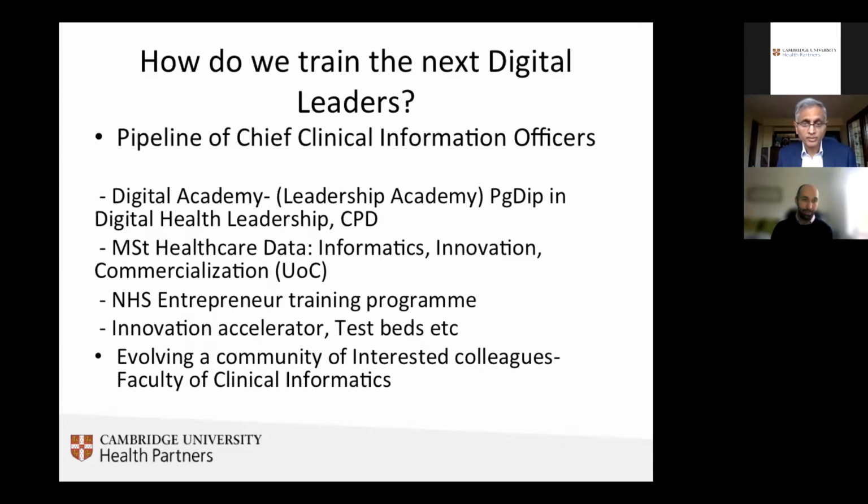So how do we get a pipeline of clinical or chief clinical information officers? We need to ensure that there are enough people trained to do these jobs. And again, without going through the whole list of things, there are opportunities from the Digital Academy, from institutions to learn the knowledge base, but also there need to be placements both in the NHS and perhaps in the private sector, which may help move things along. But what's useful is an evolving community of interested parties within the newly formed Faculty of Clinical Informatics. And that provides a group of people who are enthusiastic, who are interested, and who can develop clinical informatics forward in the years to come.